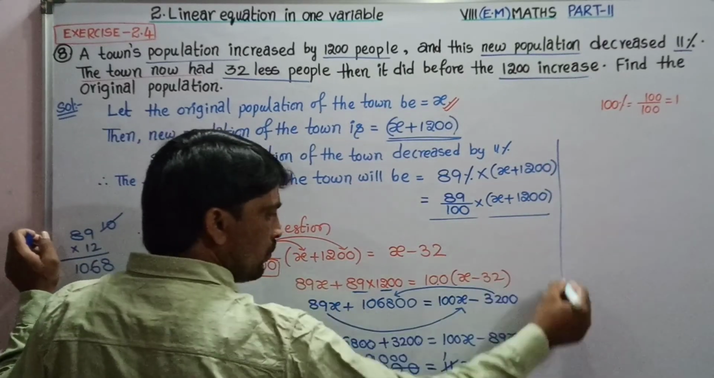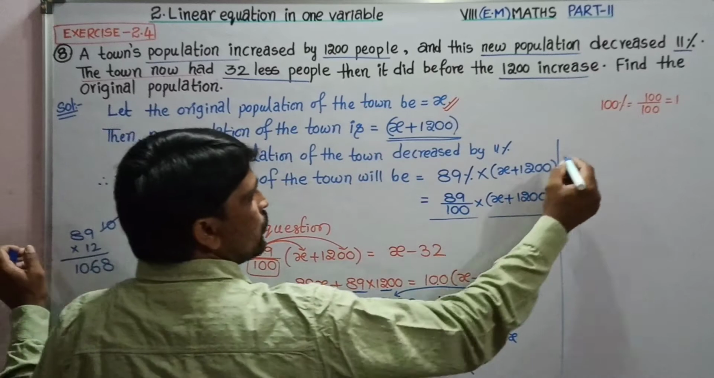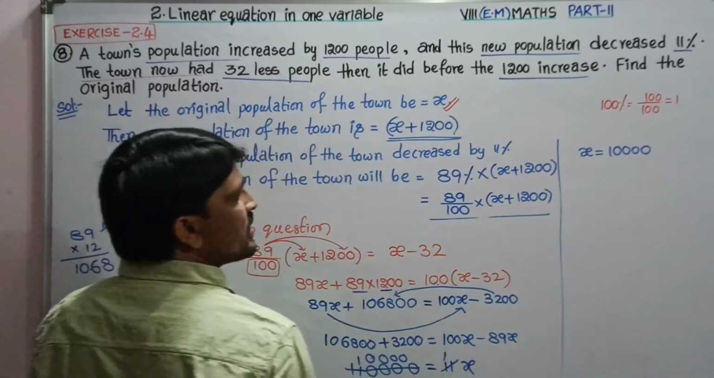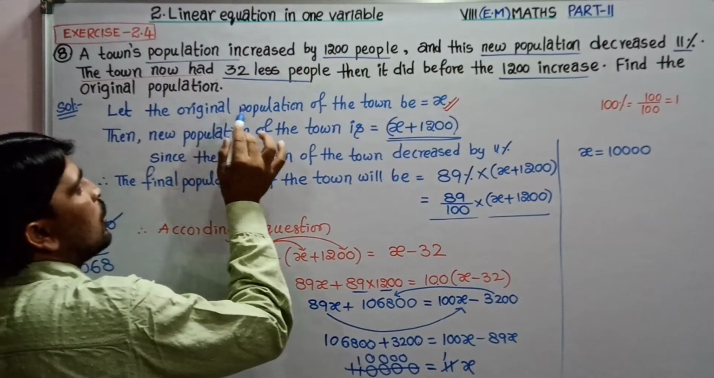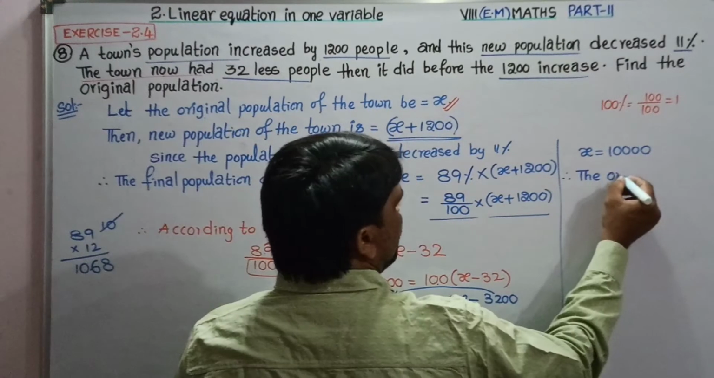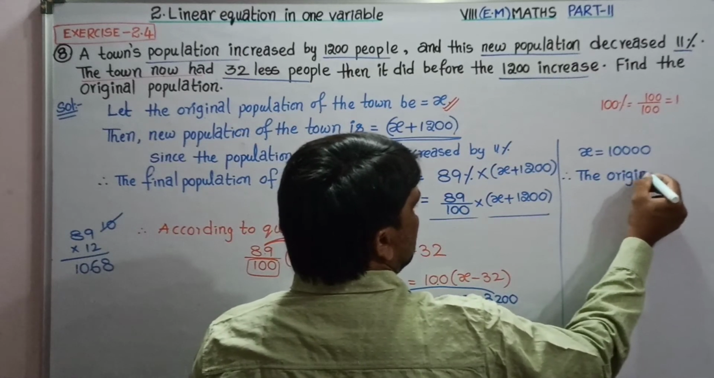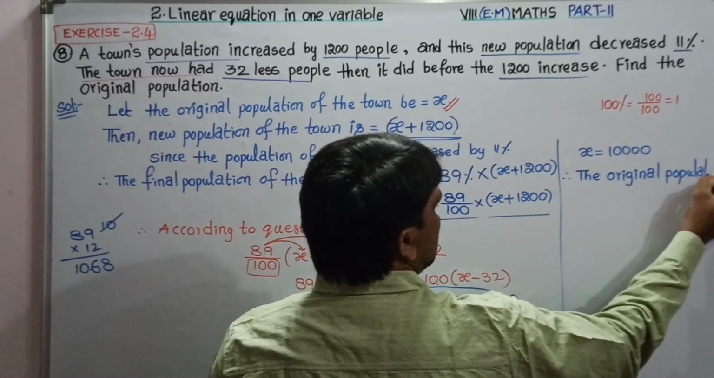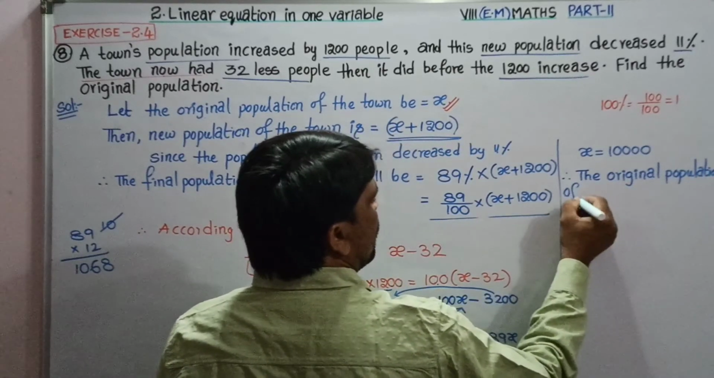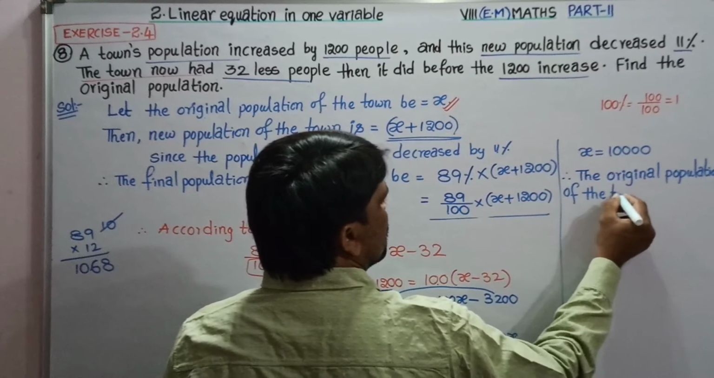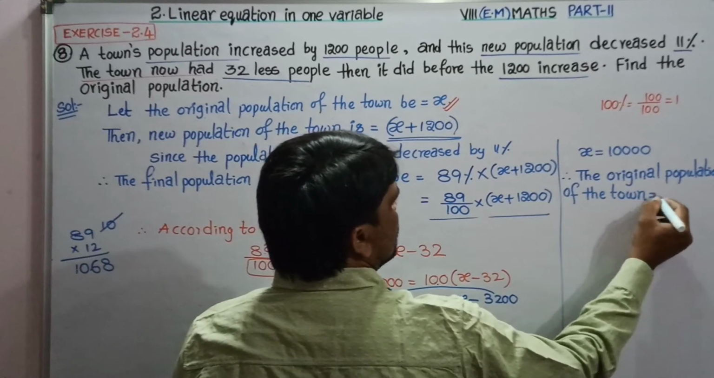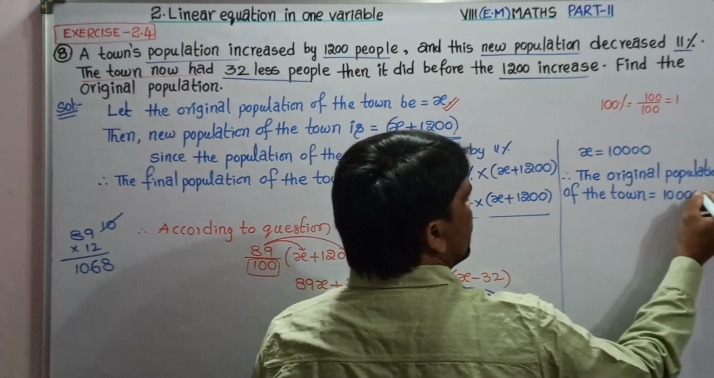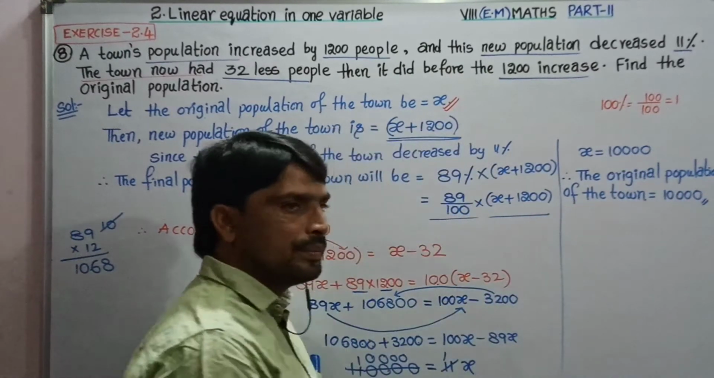So we have x equal to what? 10,000. What is x actually? That is the original population of the town. The original population of the town is x people, but x is 10,000. That is 10,000 people. Okay.